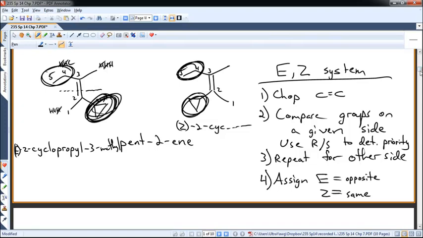These words come from German. E stands for the German word entgegen, my favorite German word, which just means opposite, and Z comes from zusammen, the German word, which just means same. Right? So they're German derivatives because we're English and we steal things.